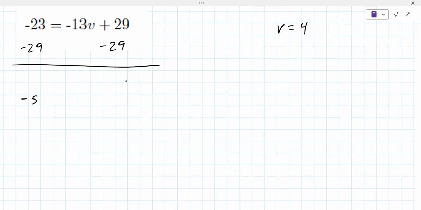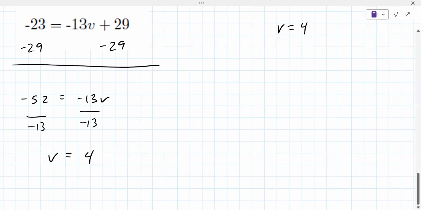Okay. And then what do you divide both sides by? Divide both sides by 13. Not 13, negative 13. Very good. So V equals 4, like you said, very good.